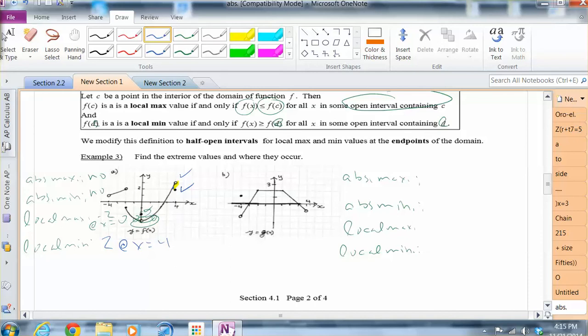For part B, definitely have absolute max at 2. That's the highest that y ever gets. And this is for x in the following interval, from -2 to 1.